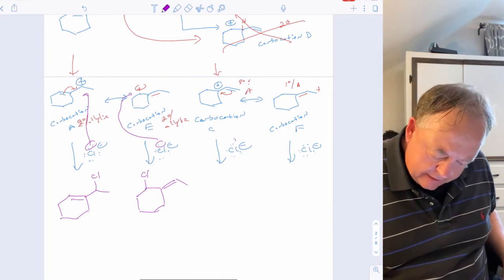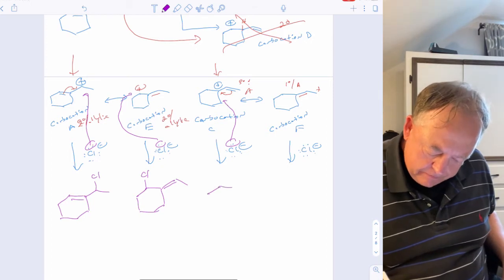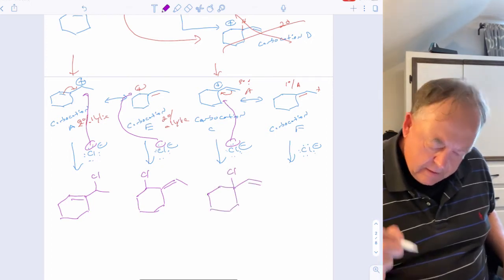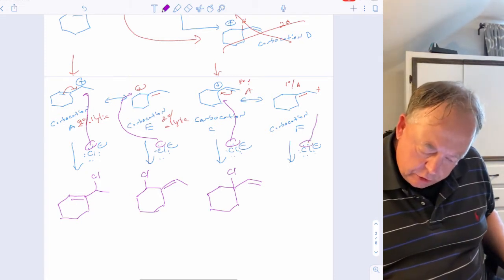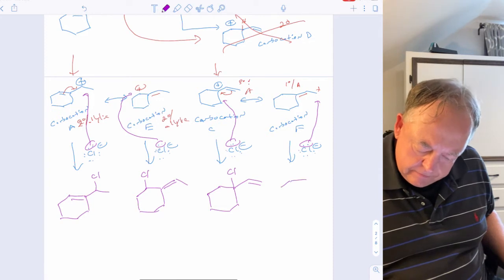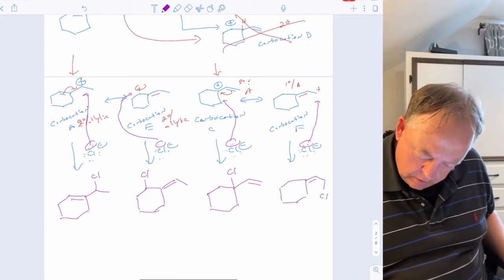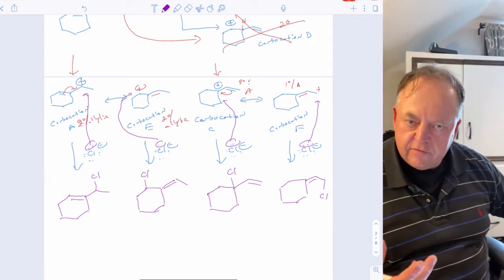Or for carbocation C, you could have added the Cl to that tertiary center. And that would have been your product. Or after you drew the resonance structure, you could have had the chlorine here. And that would be your product. So that's your 4 different products.